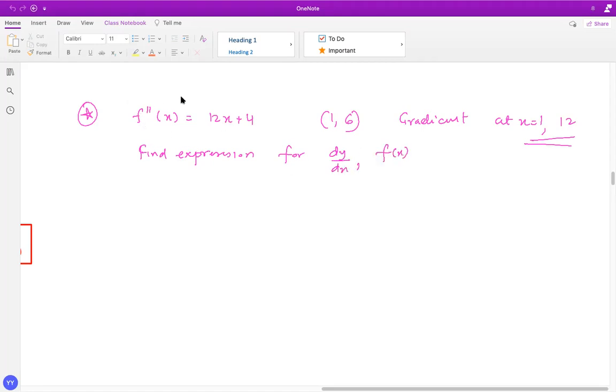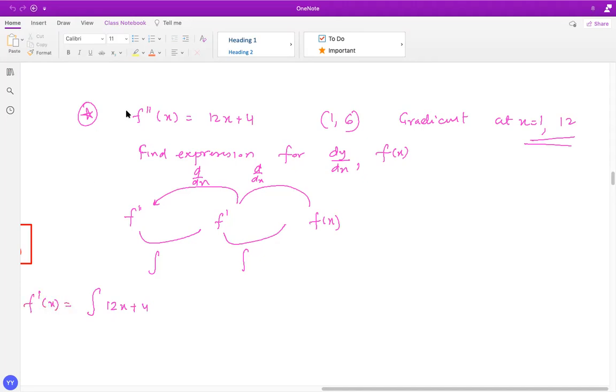So here when you have been given the double derivative, just imagine the reverse process here: f double dash x, f dash x, and f of x. When you differentiate once, you get the single derivative. When you differentiate one more time, you get the double derivative. In the same way, when you integrate this, you get the single derivative, and once you integrate this, you get the original function. So the integration of 12x plus 4, I'm going to get the f dash x, because it is the double derivative. So I'm going to get the f dash x expression.